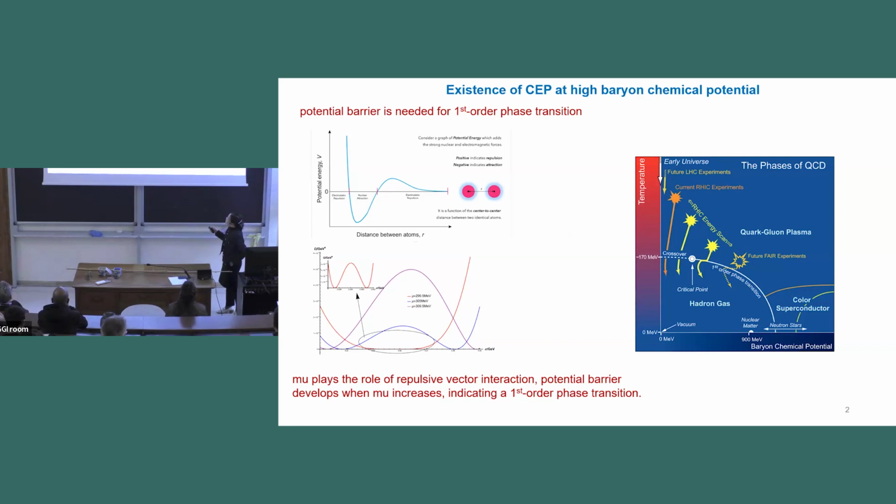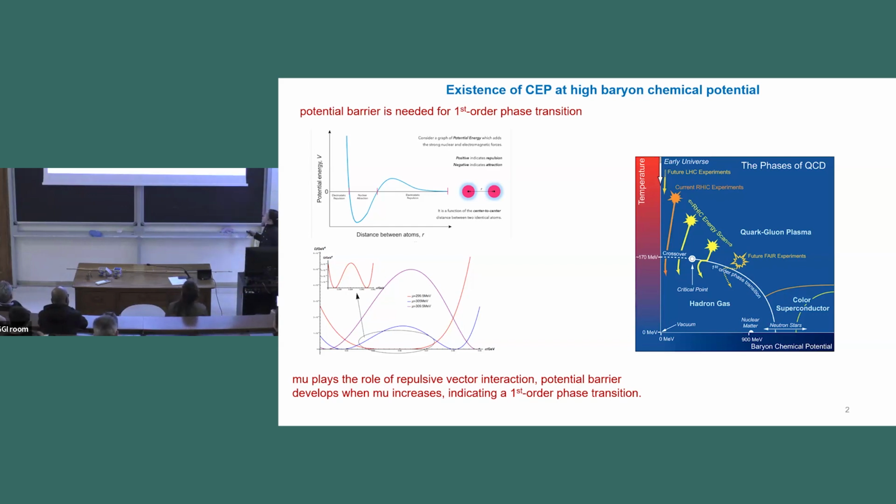From this, I think everybody knows that this is the potential energy for a nuclear system. This minimum is due to the attractive interaction in the scalar channel, and this potential barrier is due to the repulsive interaction from the electromagnetic field.